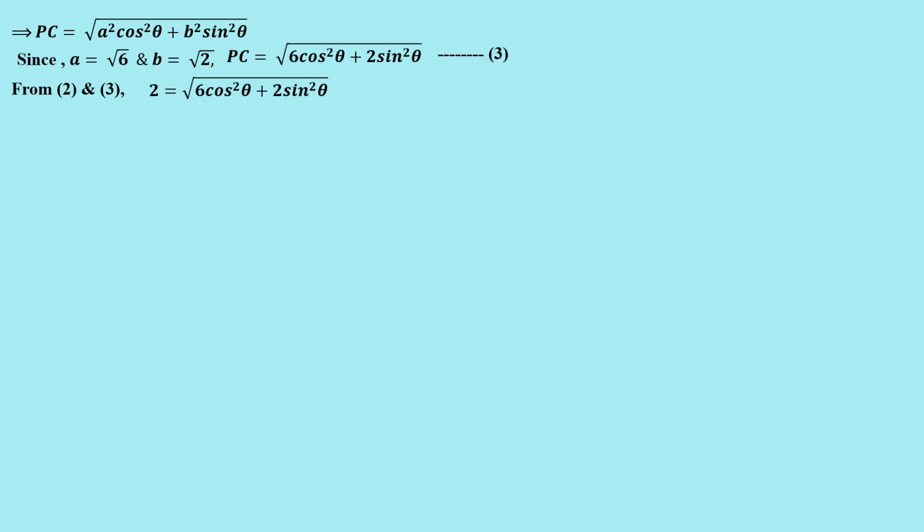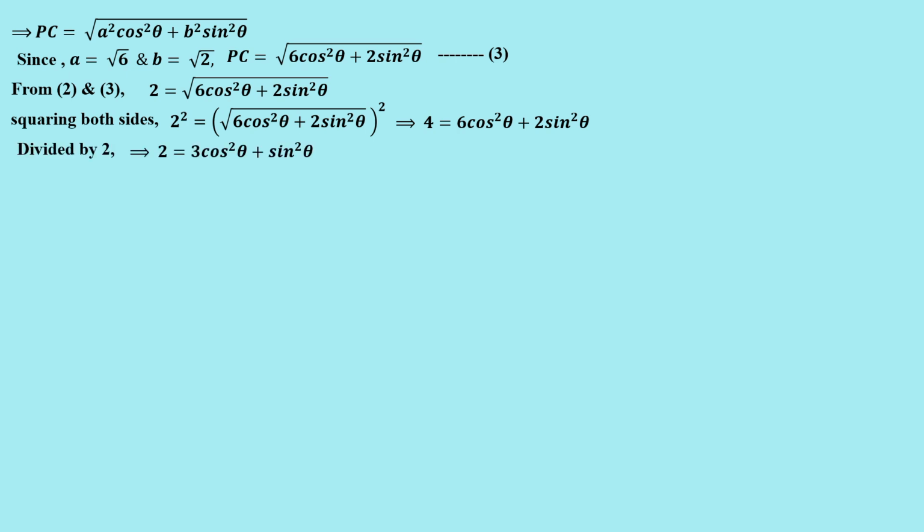So from 2 and 3, the distance 2 is equal to root of 6 cos square theta plus 2 sin square theta. Squaring both sides, 2 square is equal to 6 cos square theta plus 2 sin square theta, right? So the square root will cancel when you are squaring. So divided by 2, 4 by 2 is 2, and 6 by 2 is 3 cos square theta plus 2 by 2 is 1 sin square theta.